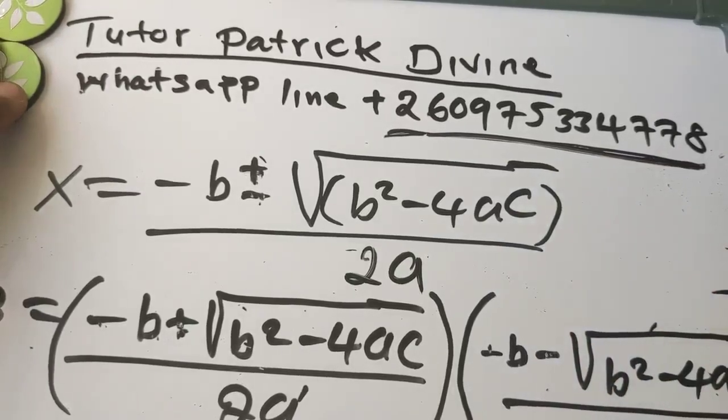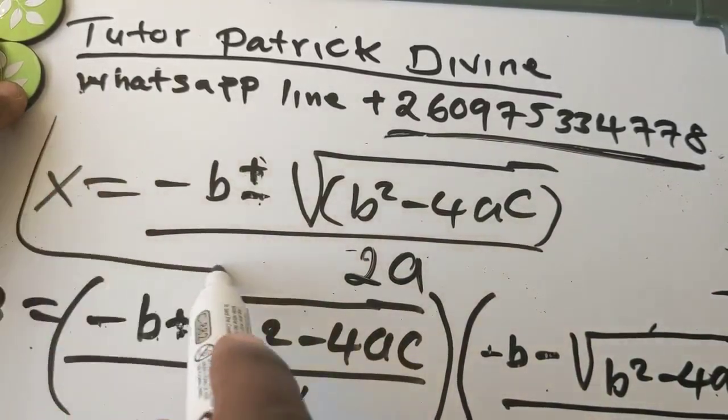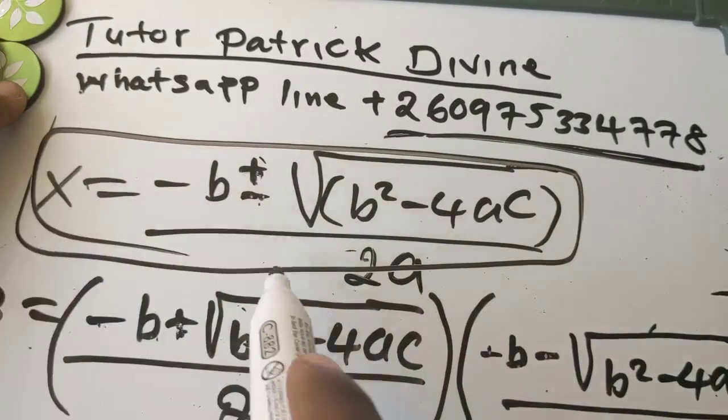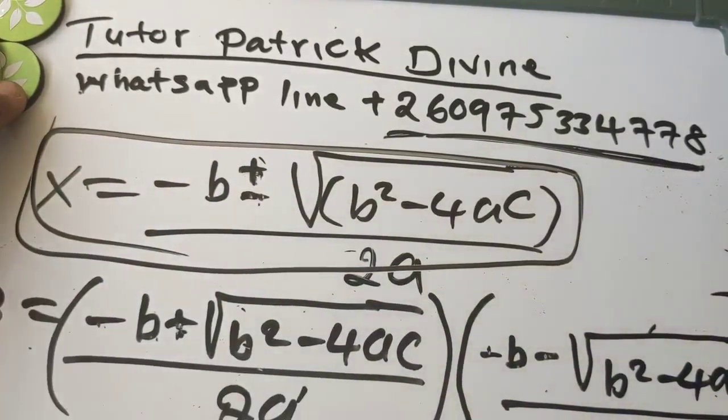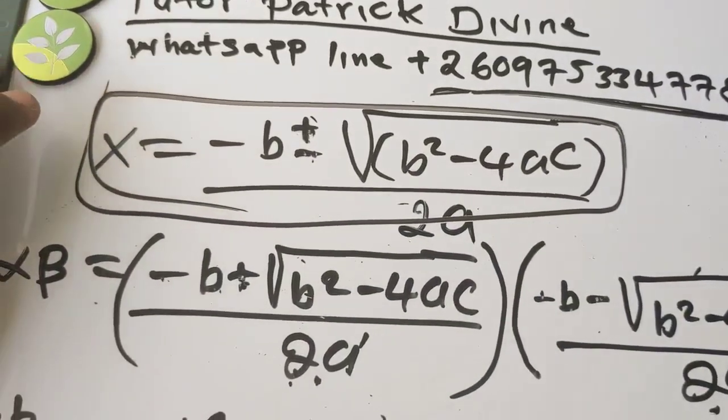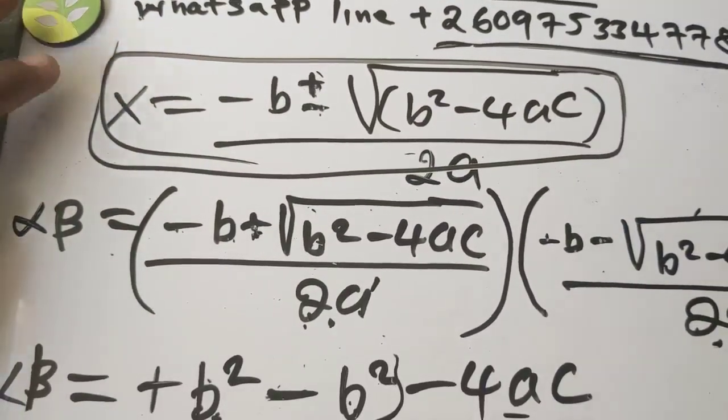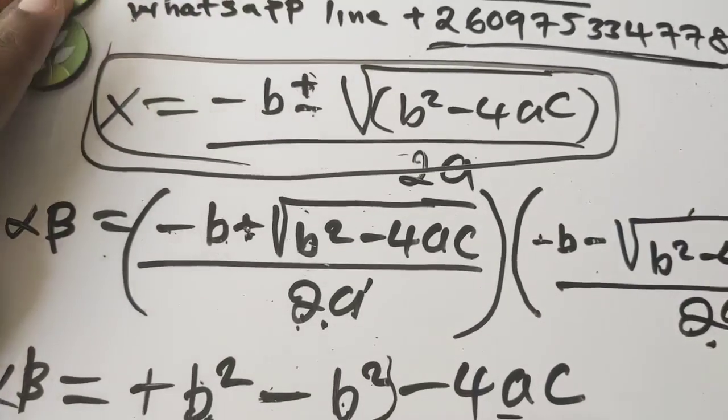So just get the quadratic equation and prove the alpha and beta. Just try to prove the alpha and beta. In the next video, we are going to solve questions on this topic.